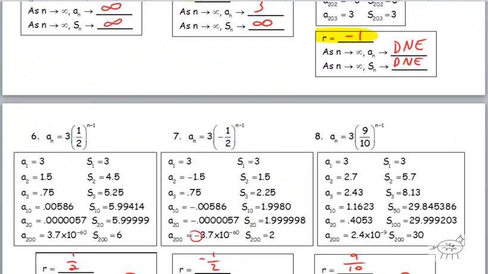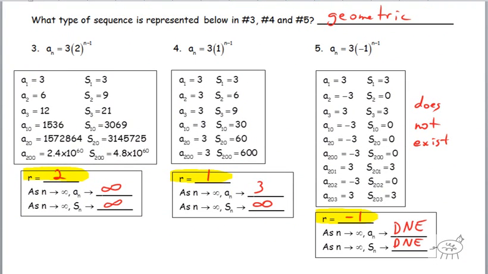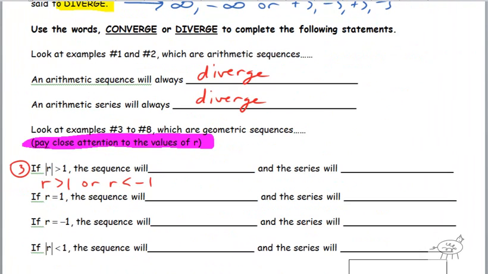So in number 3, r was 2, and what's going on with both of these? They're both diverging, right? They're both going to infinity. You can see they're getting bigger and bigger. So we're going to go back down here and fill this in. The sequence will diverge. And the series also diverges.